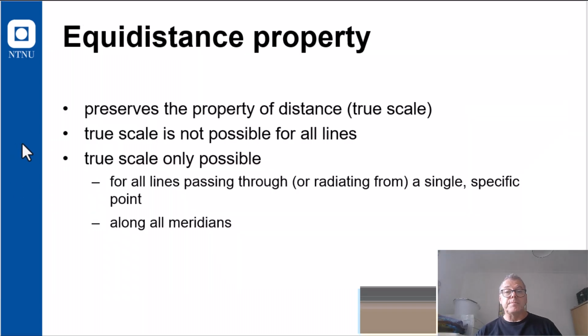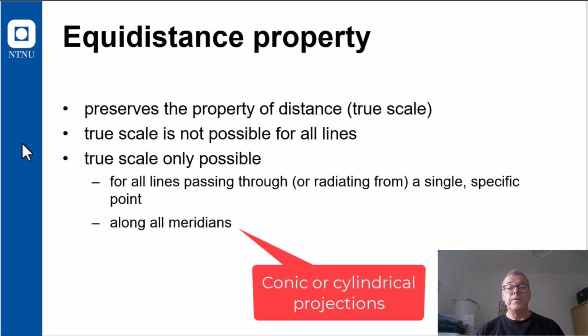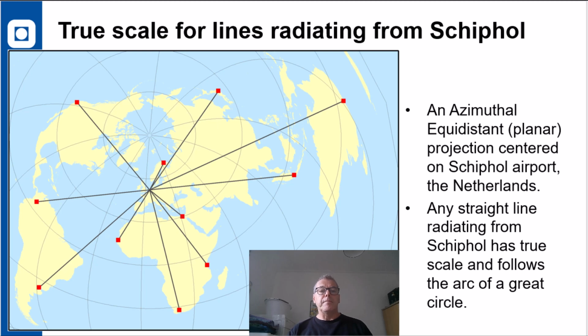Now, the equidistance property. This preserves the property of distances, also called true scale. But true scale is not possible for any kind of lines measured everywhere. True scale is only possible for all lines passing through or radiating from a single specific point. Or you can have true scale along all meridians. Here we have a true scale map where distances measured radiating from Schiphol are correct.